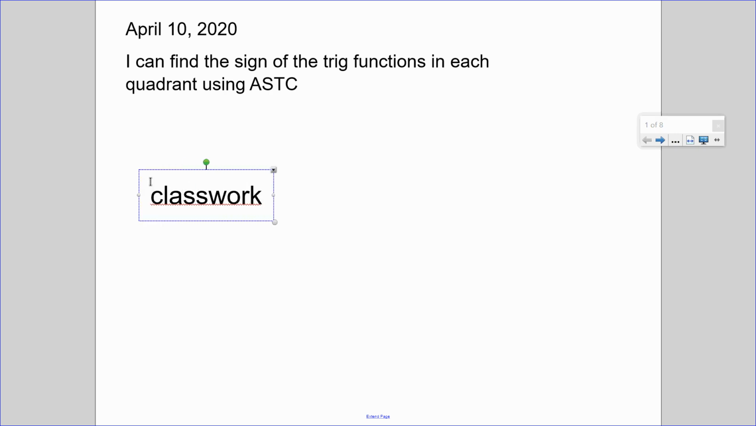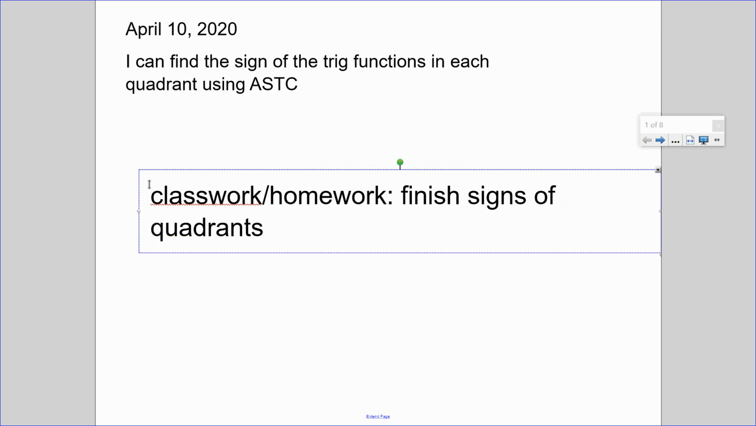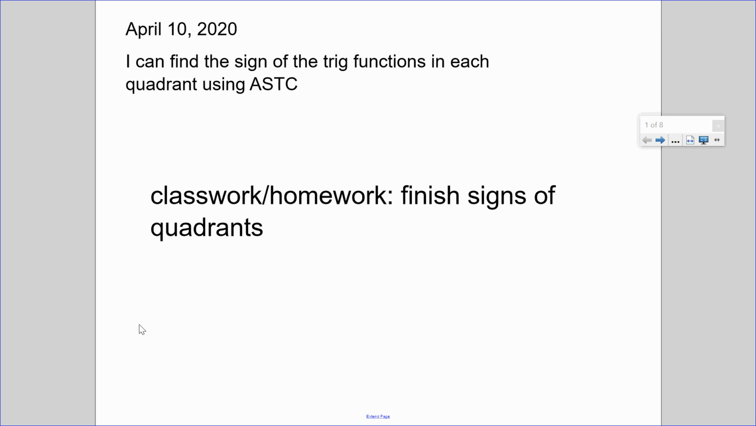Your classwork/homework is to finish signs of quadrants. It's a very short lesson, so I'm giving everyone an extra day to complete the assignments. It really should be done by the end of the weekend, but I'll give you until Monday night. But we are going to have a new lesson on Monday. I'm not going to give you the day off. Most days I'm going to give you a day off, but this is really like a half lesson, so I'm not going to spend too much time on this.